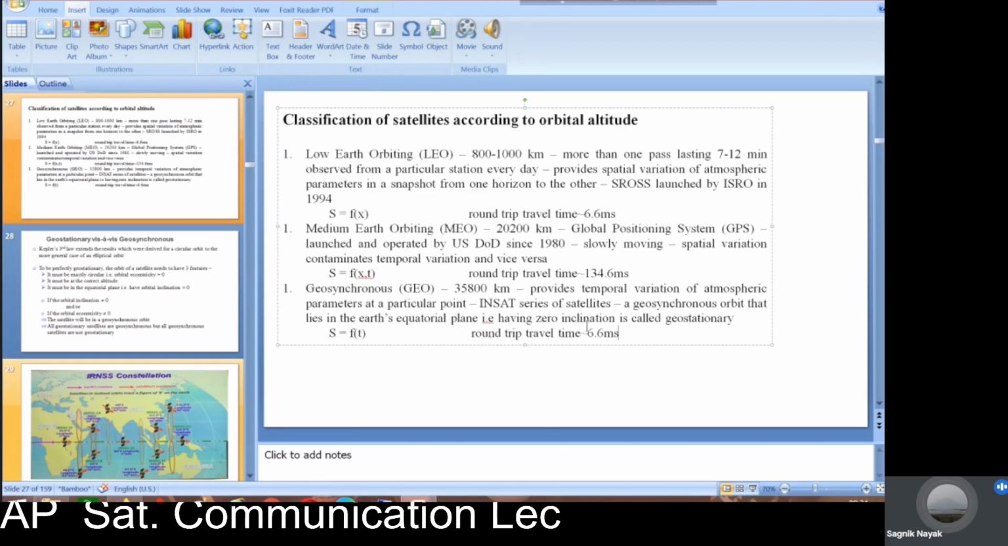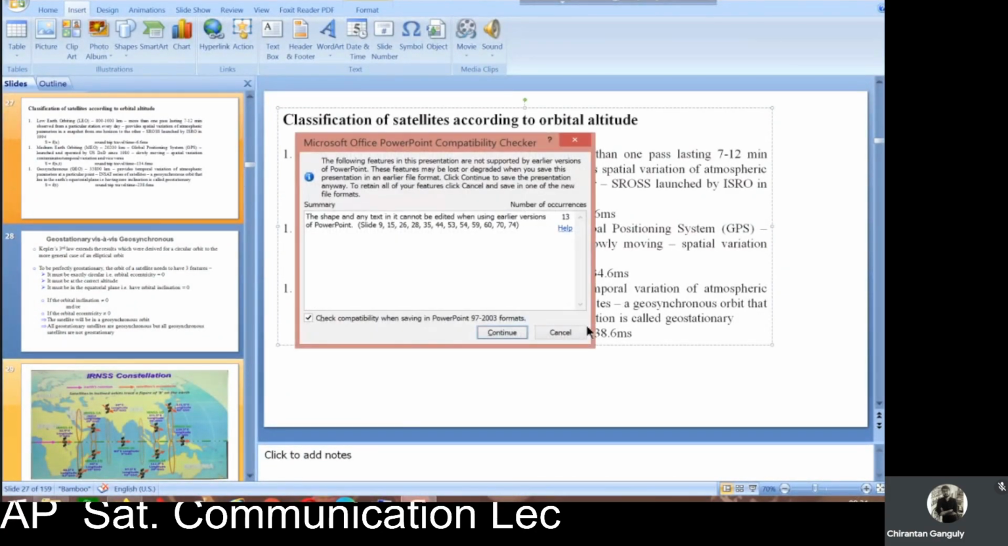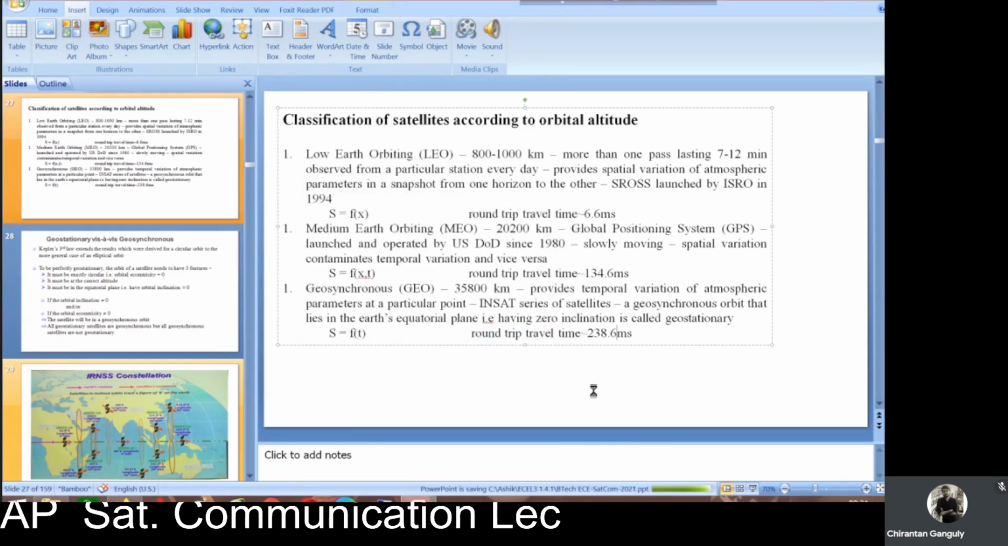Sir, the last one is 239, 238.6 millisecond. 230.9 millisecond. 238.6, no mistake. Okay, let us say 238.6. So, I mean, this is a very easy calculation to do. I think everybody will be able to do this.